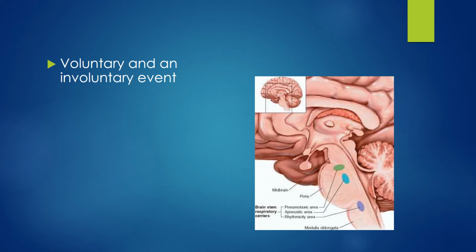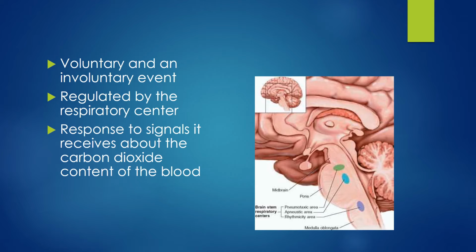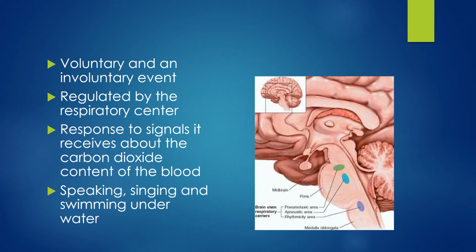Breathing is both a voluntary and involuntary event. How often a breath is taken and how much air is inhaled or exhaled is regulated by the respiratory center in the brain, in response to signals it receives about the carbon dioxide content of the blood. However, it is possible to override this automatic regulation for activities such as speaking, singing, and swimming underwater.